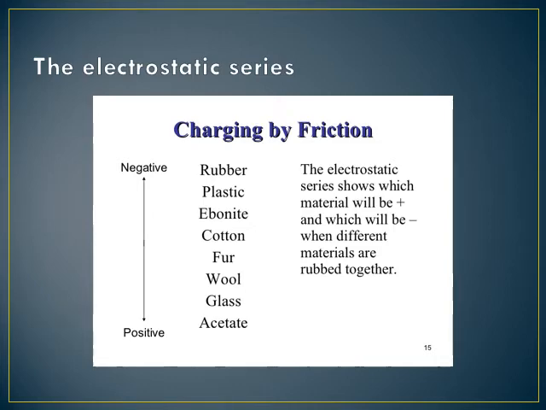So that list shows in order from top to bottom the insulators that want the electrons the most. So rubber really loves electrons more than plastic, more than cotton, fur, wool, etc. And glass is an insulator that really doesn't care too much about electrons. So it's really easy to steal electrons off of glass.